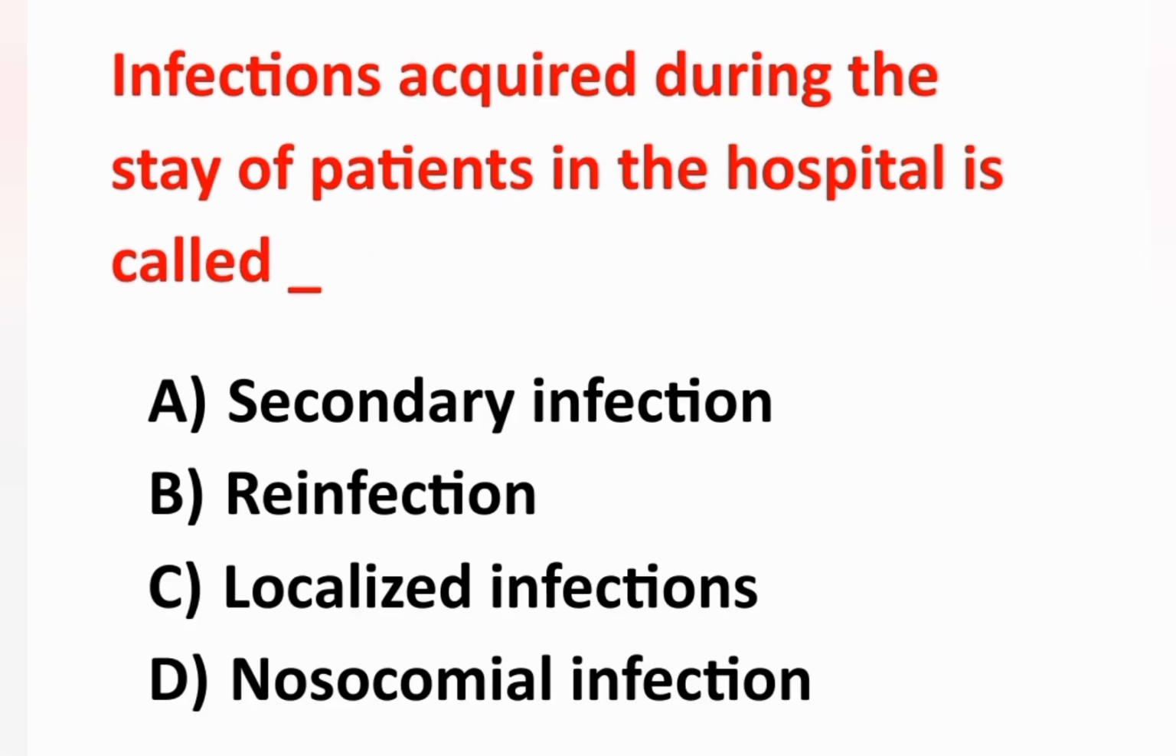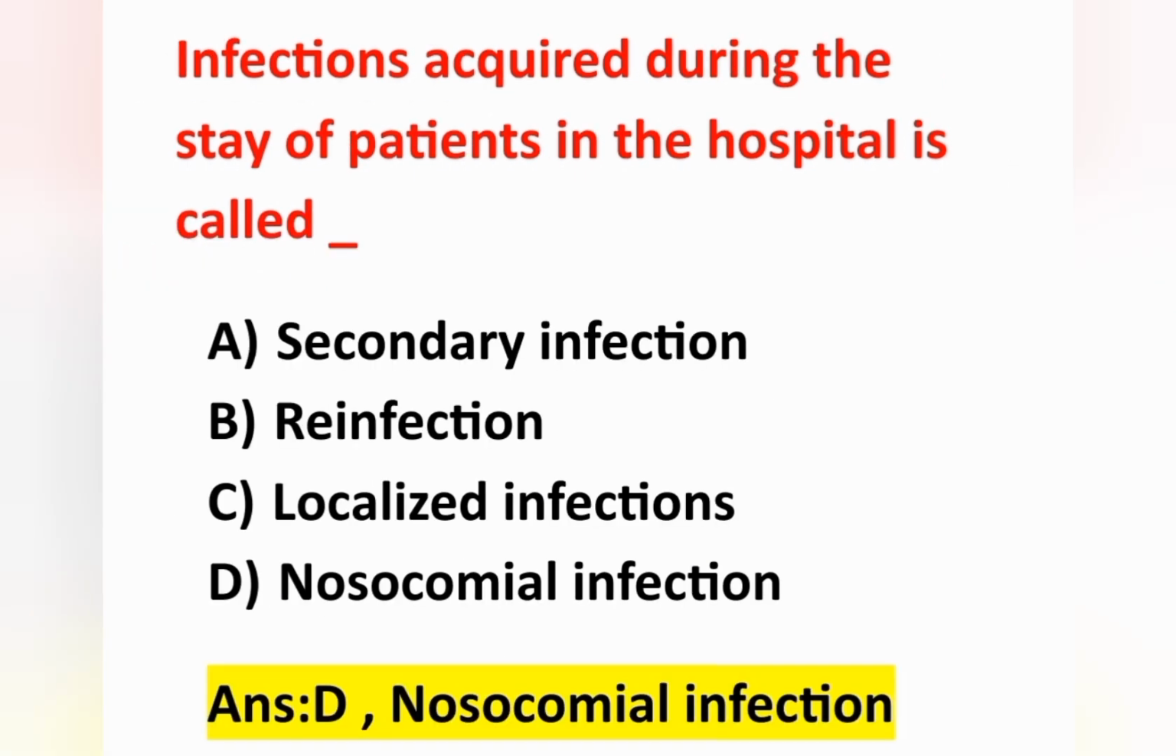And the next question, infections occurring during the stay of the patient in the hospital is called. Option A secondary infection, option B reinfection, option C localized infections, option D nosocomial infection. So here correct answer is option D, nosocomial infection. That is the infection occurring during the stay of the patient in the hospital. Infection acquired from the hospital is known as nosocomial infection, and physician-induced infections are known as iatrogenic infections.